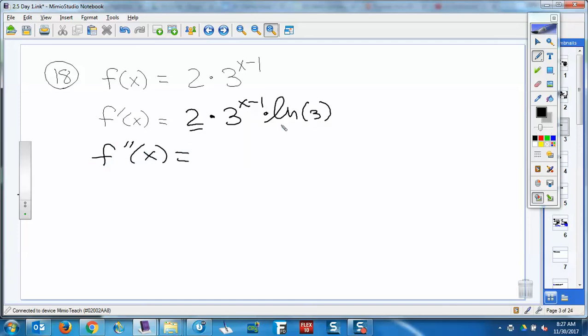Well, we got a number and a number sitting in front. Now, the ln 3 isn't in front, but we can move it in front. So the 2 and the ln 3 just hang out there. Okay, and now I do the derivative of this. Well, I'm back to this rule right here.